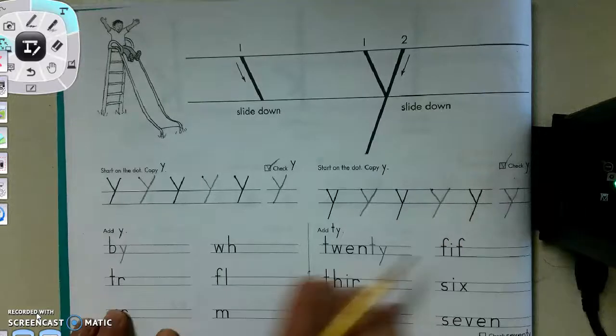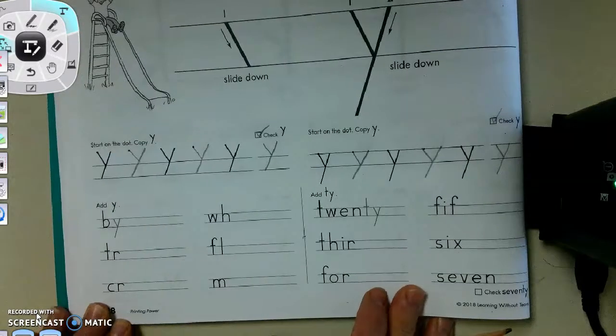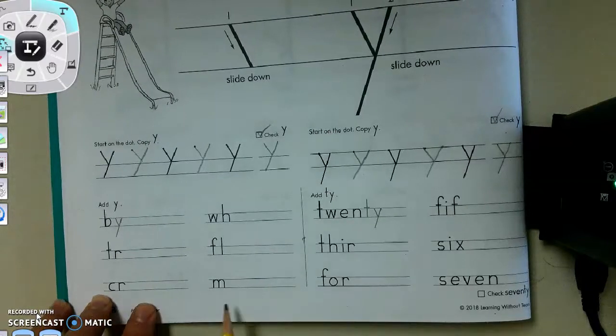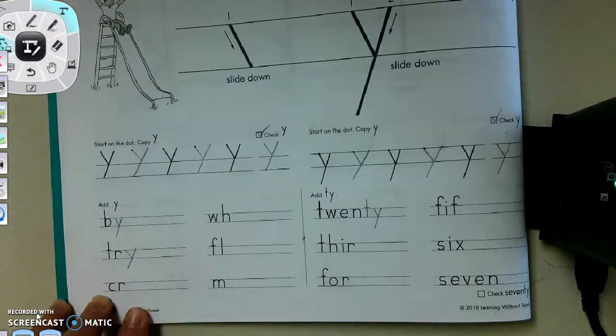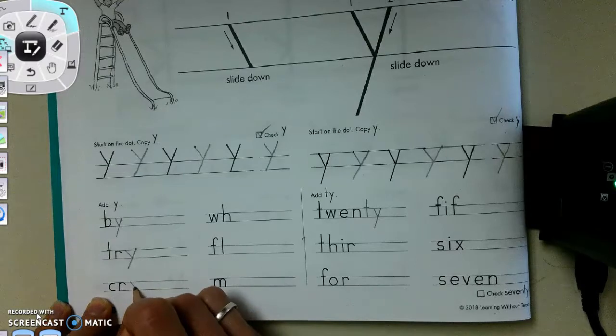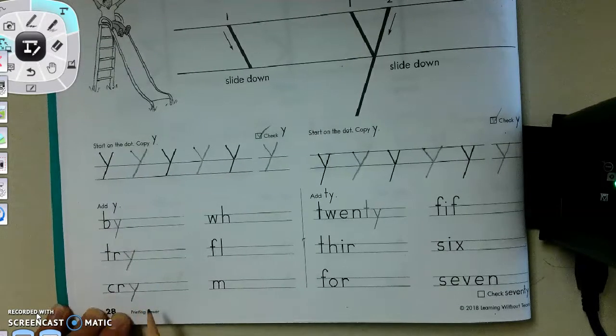All right. Now, for each of these words, we are just going to add the letter Y. So you get a lot of Y practice. What new words do you make? So write the letter, say the word, try. Write the letter, say the word, cry.